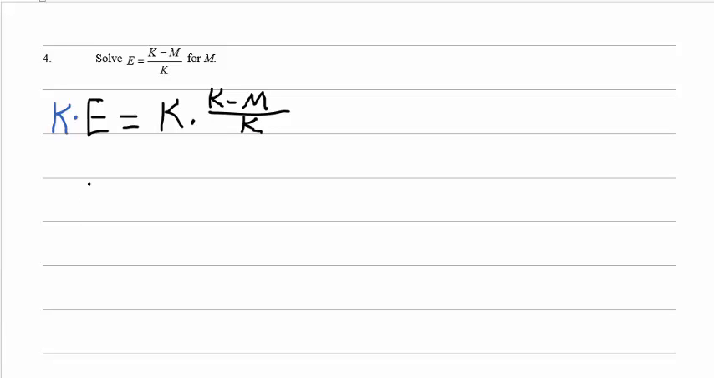So notice on the left, I now have kE. On the right, the denominator k divides into the numerator k to give 1. So kE equals k minus m. I'm solving for m, so I want to subtract k from both sides.